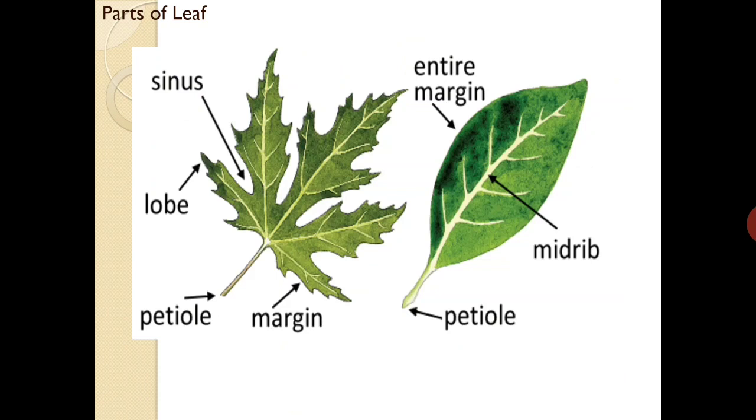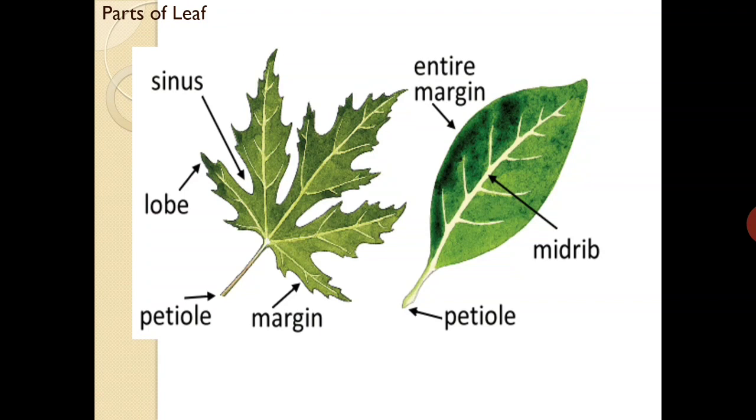You can see two types of leaf here. One is the simple leaf and the other is the compound leaf. A simple leaf, and the first picture is the compound leaf. You can see here many margins or many areas of the leaf lobe, and in between the two lobes there is a sinus portion.